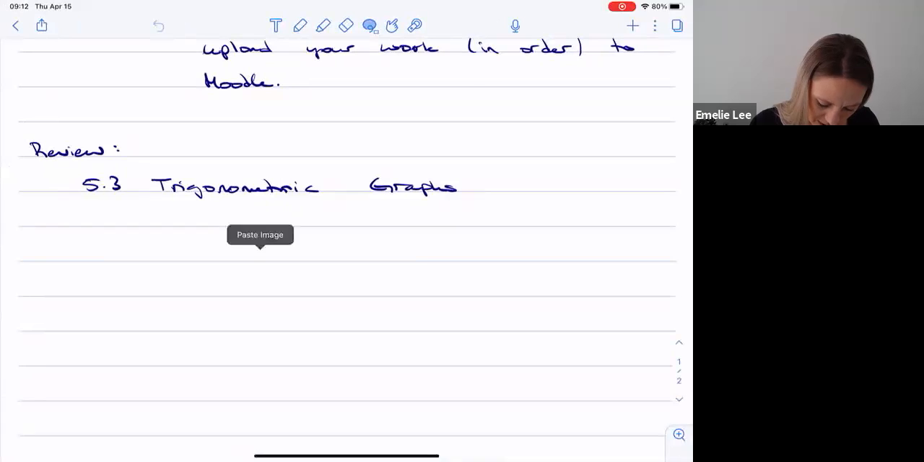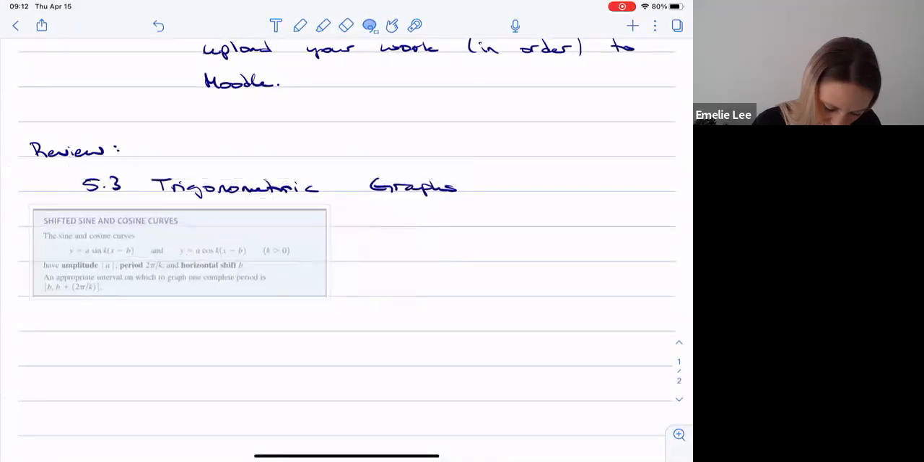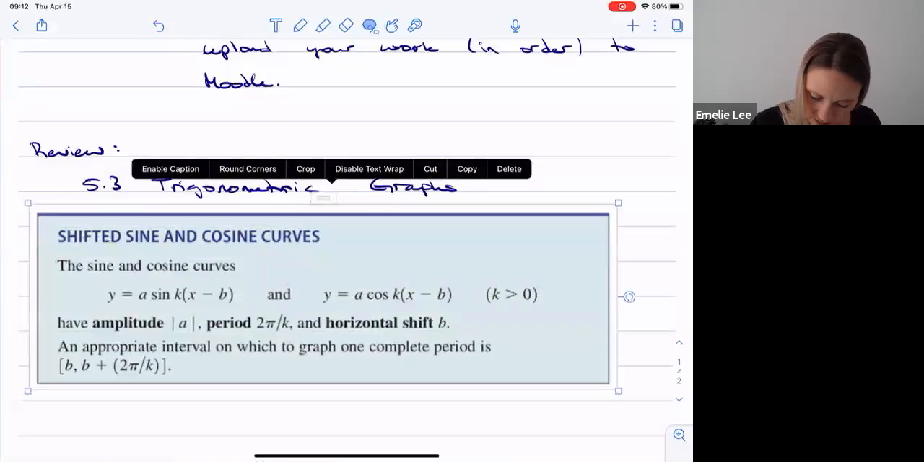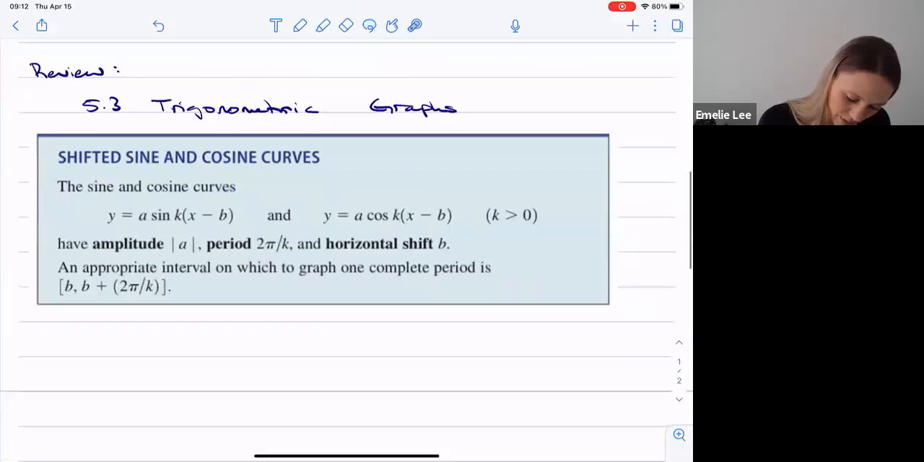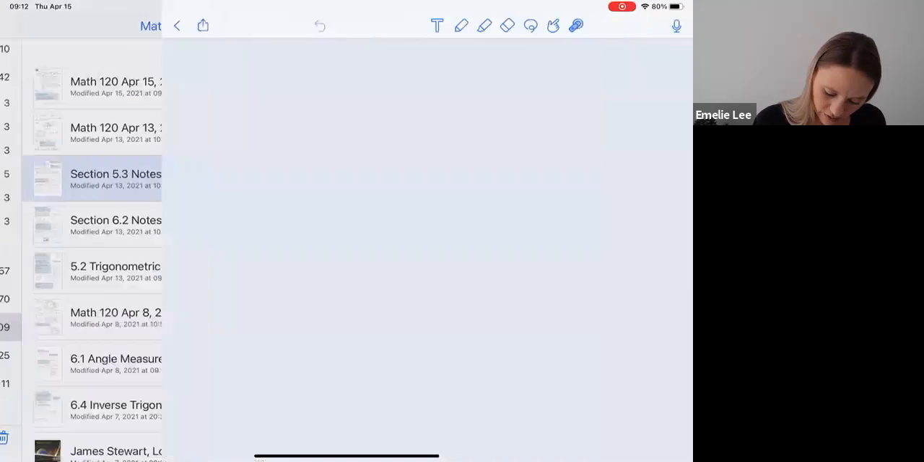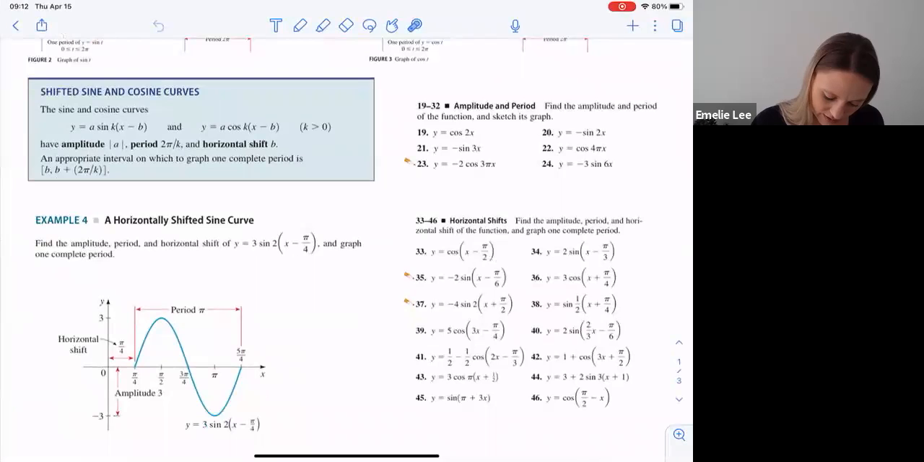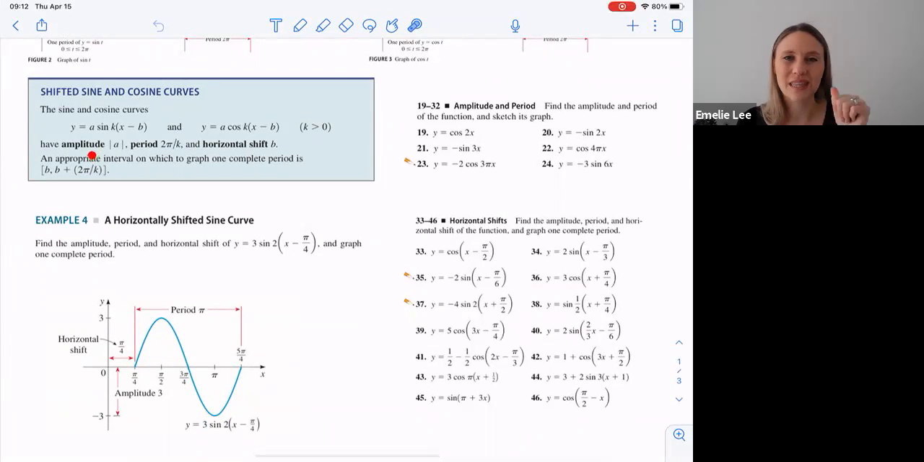Which was this blurb here. And I'm pretty sure I said we were going to do 4 together. Okay, but the rest of the handout kind of builds up to this, so I did just jump in there, but we can go back and look. We're going to talk about the amplitude, the period, and the horizontal shift of a sine and cosine curve.